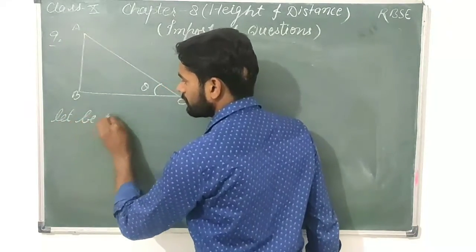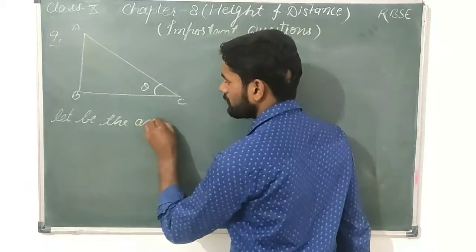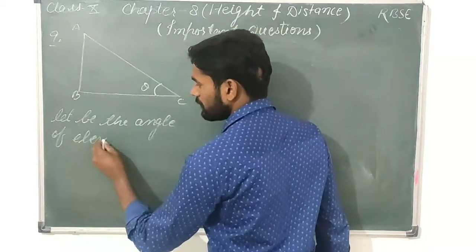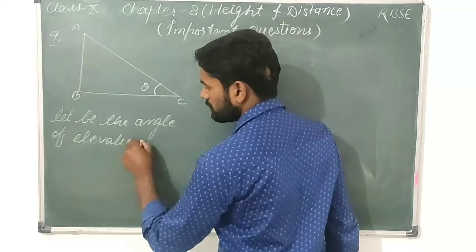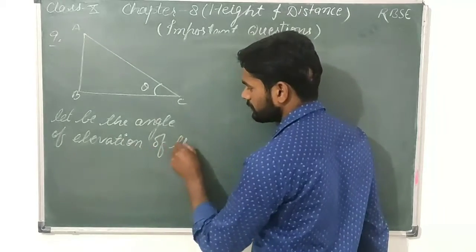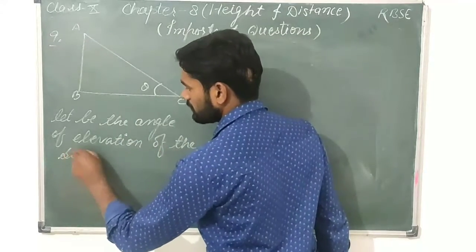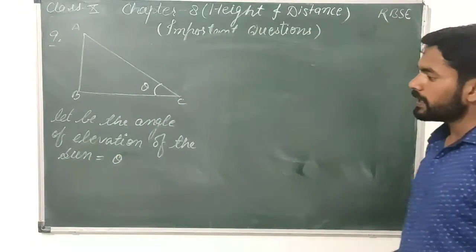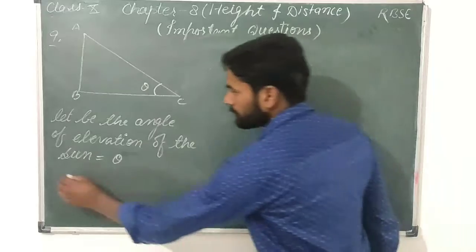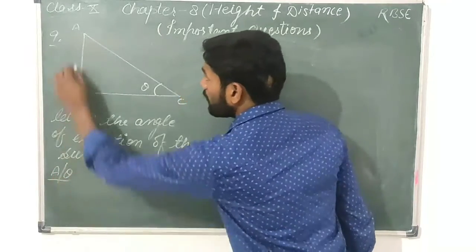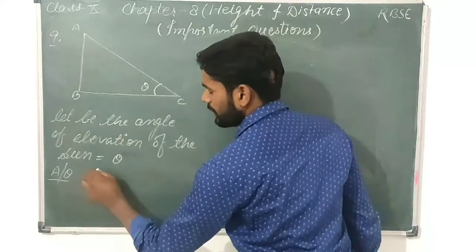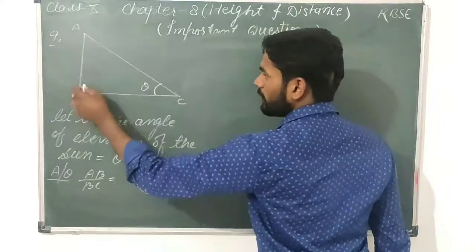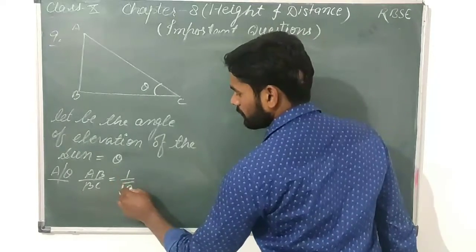Let the angle of elevation of the sun be theta degree. According to the question, AB upon BC is equal to 1 upon root 3.